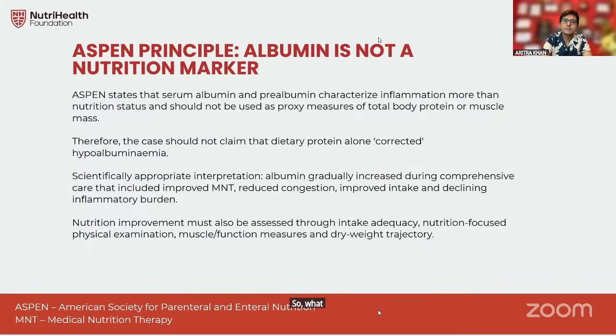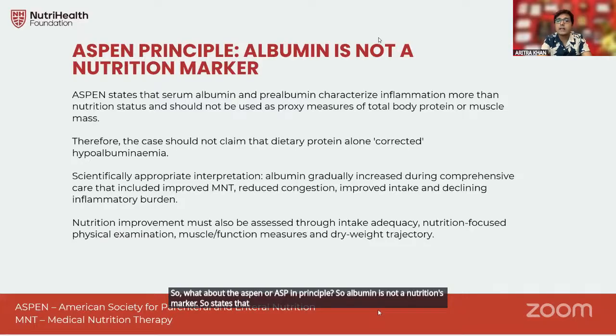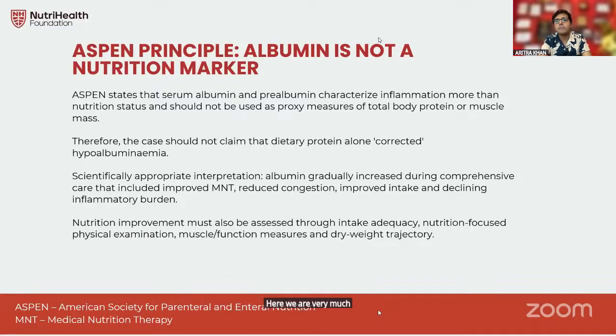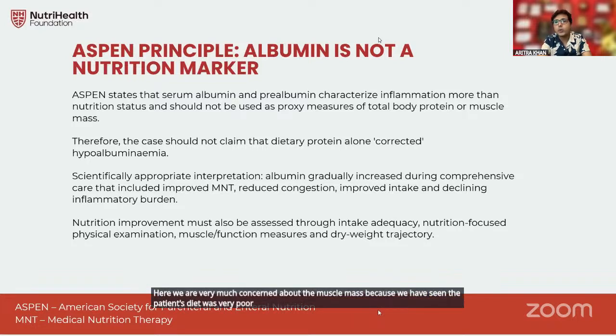So what about the ASPEN principle? Albumin is not a nutrition marker. It states that serum albumin and prealbumin characterize inflammation more than nutrition status and should not be used as proxy measures of total body protein or muscle mass. Here we are very much concerned about the muscle mass because we have seen the patient's diet was very poor, low protein, where the patient was missing a lot of branched-chain amino acids, and that too leucine, where we all know very well what leucine stands for.